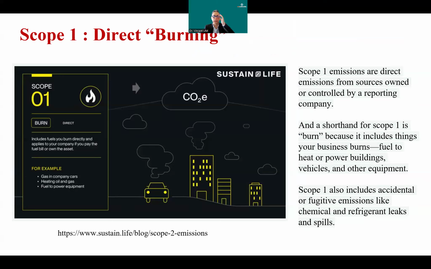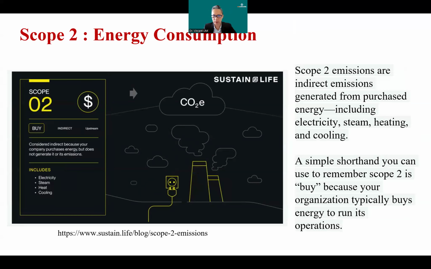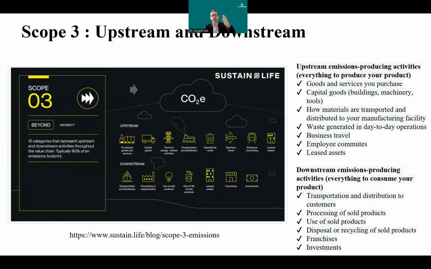So scope 1, I just repeat, is direct burning. That's your burning. If you have a car, that car's emission is yours. There are protocols and processes to calculate how much emission that car produces by distance and by fuel. The second is energy consumption, so the electricity that you purchase, your scope 2. Scope 3 is upstream and downstream. You can count from goods and services that you purchase to leased assets upstream, and downstream from the transportation of your product to your customers, to the investment. So it's a huge stream of people and entities that you have no control or very little control over.